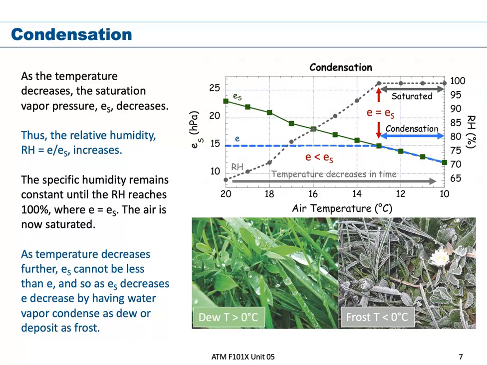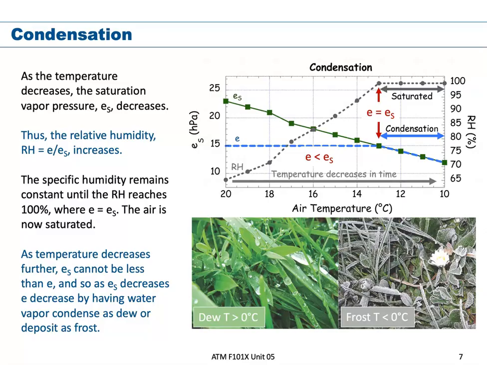The horizontal axis of the plot is reversed and we move to the right as the temperature decreases. As the air cools, the saturation vapor pressure decreases. The vapor pressure remains constant and the relative humidity rises. At 13 degrees Celsius, the saturation vapor pressure reaches 15 hectopascal and the relative humidity reaches 100%. The air is now saturated and condensation can now occur.